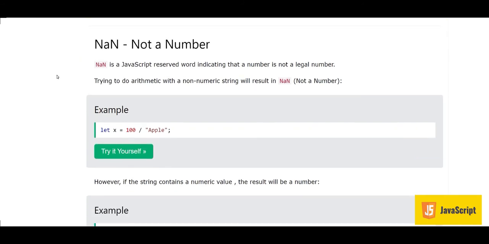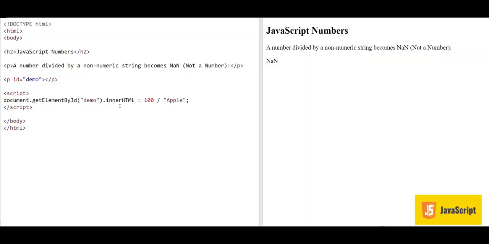So the next concept we're going to study is NaN. NaN is Not a Number. NaN is a JavaScript reserved word indicating that a number is not a legal number. Trying to do arithmetic with a non-numeric string will result in NaN. For example, if I divide 100 by "apple", what's going to happen? When you divide a number by text, the answer will be wrong. This is not possible. So we get NaN, which means there is some information which is not a number being used in this arithmetic operation, right?